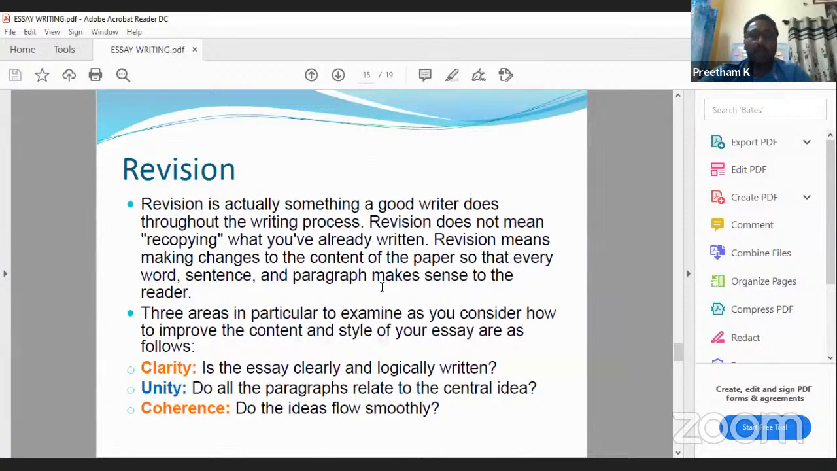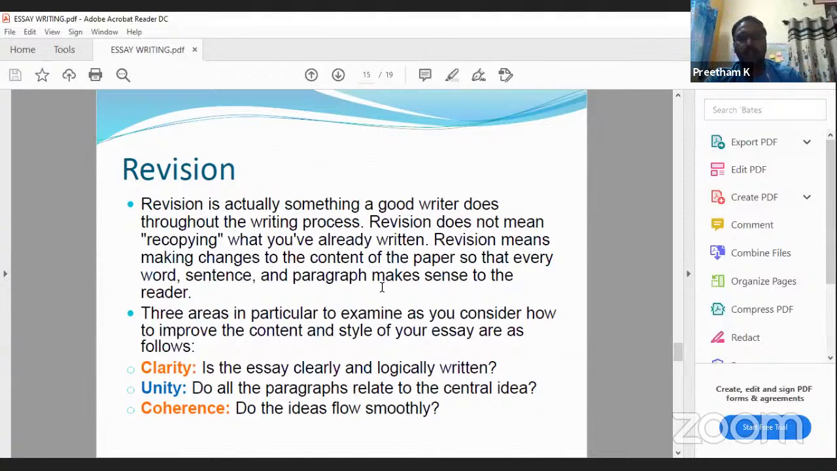Three areas in particular to examine as you consider how to improve the content and style of your essay are as follows. See, always make it a point, whenever you write any piece, to show it to different people, close ones, so that they will identify the errors, and ask them what they understood. Only then will you be able to understand the pulse of the reader. Otherwise, you would have written from your own perspective, but at a later stage when it goes to the reader, they may misinterpret it, or there could be a lot of miscommunication.